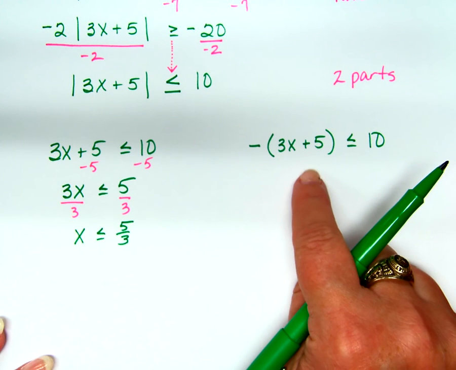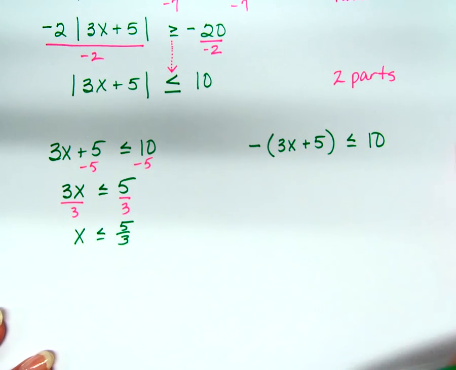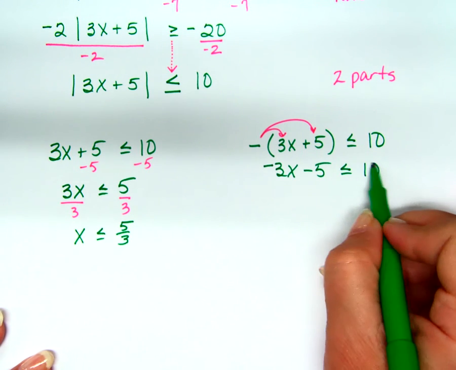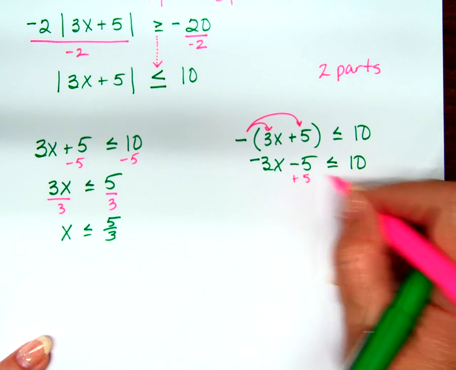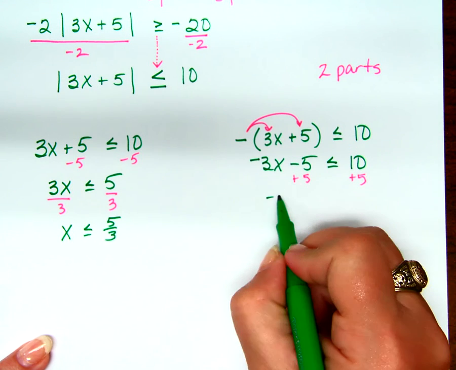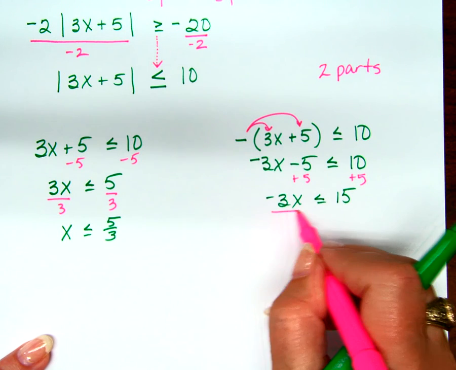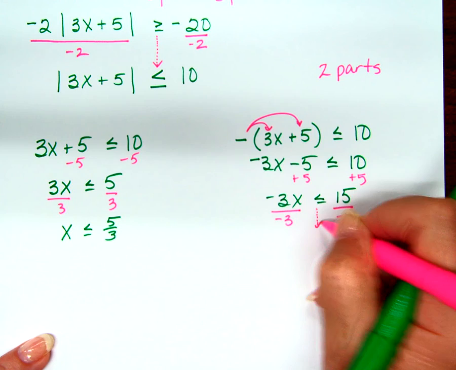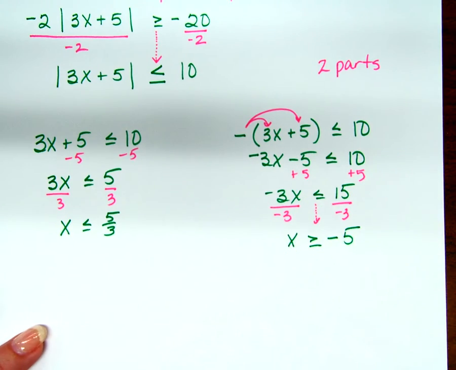Now, what do you want to do first here? Do you want to distribute, or do you want to divide by negative 1? Distribute, okay, that's fine. Here and here. That gives us negative 3x minus 5 is less than or equal to 10. So what do I do to solve this now? If I add 5 to both sides, I get negative 3x is less than or equal to 15. Now I divide by negative 3, remembering to flip my inequality sign. X is greater than or equal to negative 5.